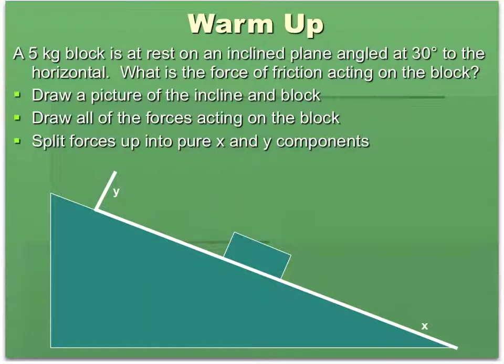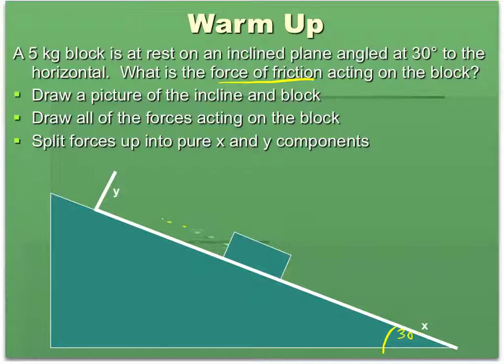Now we're going to take that 5 kilogram block and it's going to be at rest on an inclined plane, but we know that angle is now going to be 30 degrees to the horizontal. So ultimately we're going to solve for the force of friction acting on that block. The first thing that we'll do is to draw a picture of the incline and the block and all of the forces acting on it. Once we have that done, we'll split those forces up into their x and y components.